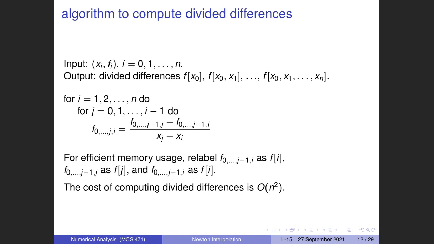We can immediately see that we do 2 differences and 1 division. So we do 3 arithmetical operations in every step. We have a double loop, so the cost is quadratic in the total number of points.